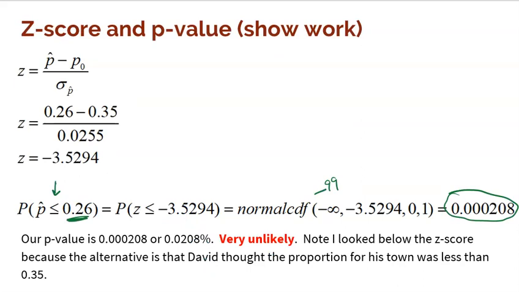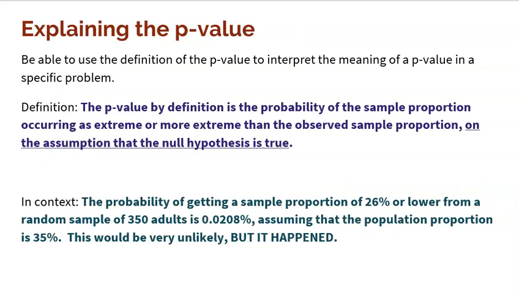All right, so now the only thing we have to do is make sure we explain the p-value. I cannot tell you how important it is for you to understand what a p-value is. It's really one of the biggest topics in all of AP statistics because p-values are so commonly used. So let's make sure we once again, in purple here, know the definition. The basic generic definition of a p-value is the probability of the sample proportion occurring as extreme or more extreme than the observed sample proportion we saw, on the assumption that the null hypothesis is true. Let me take a quick pause right here.